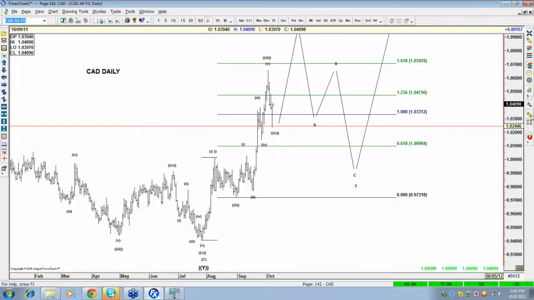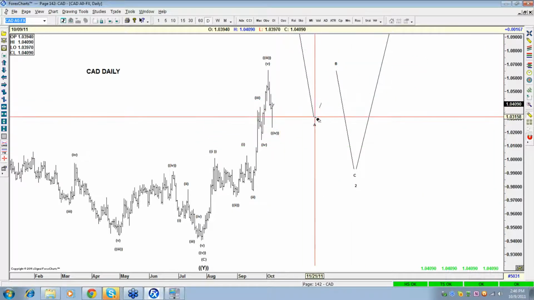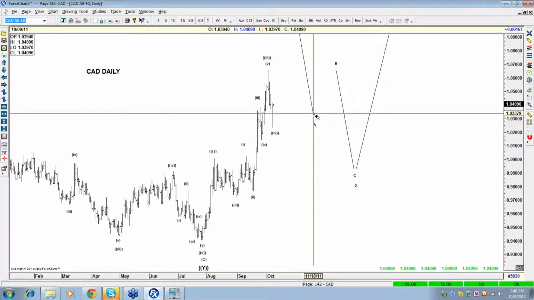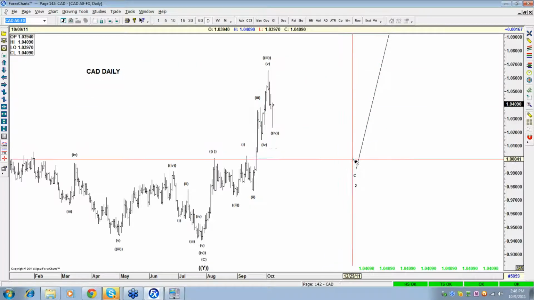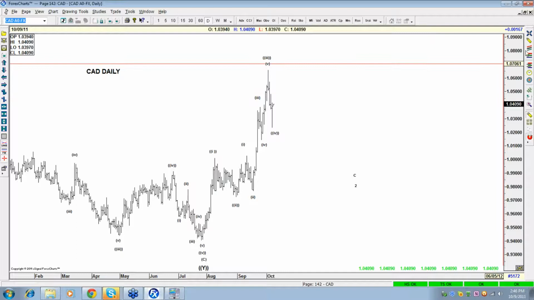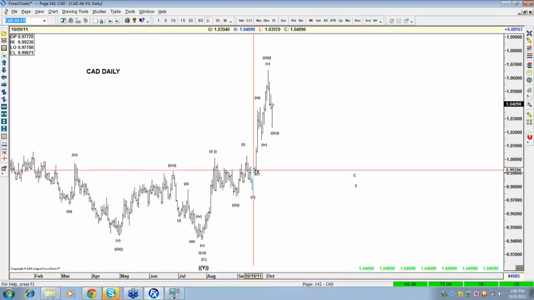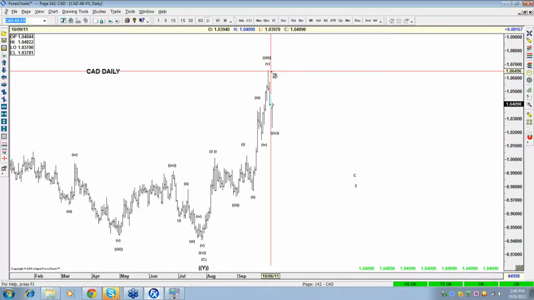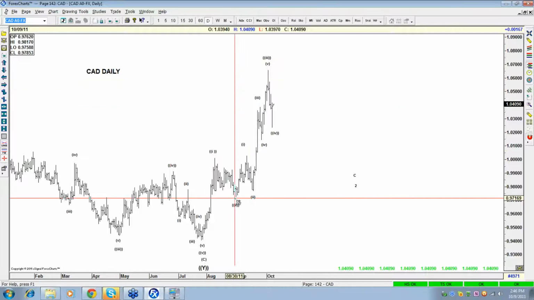Why? Because right here, first of all, it was an extended wave 3, as you guys can see right there. Everyone can see that. Second, if you take a look right here, you've got 1, 2, 3, 4, 5, a well-defined Elliott wave structure.